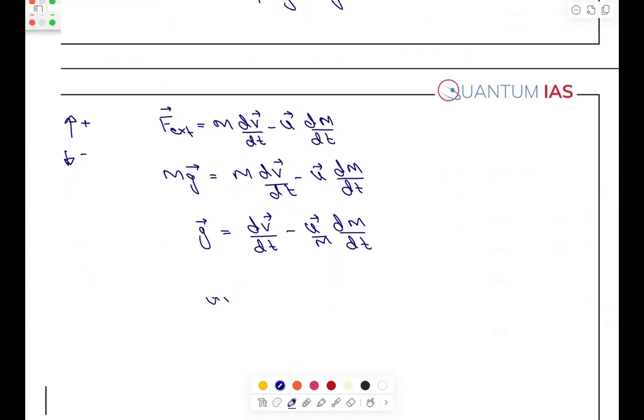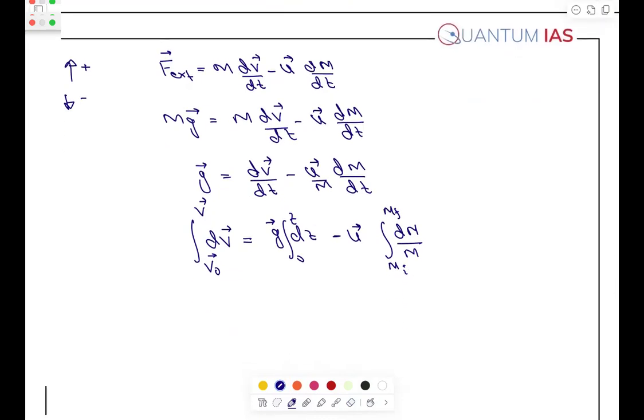So let's write dv. Again, we are considering this dv wala part. So it will be again v naught to v, and this g will be g dt from 0 to t, g vector, and this u will come outside and it will be dm by m, from m initial to m final. So if you integrate it, you will have v minus v naught, इधर ले जाओ, v equals v naught plus gt plus u ln mf by mi.